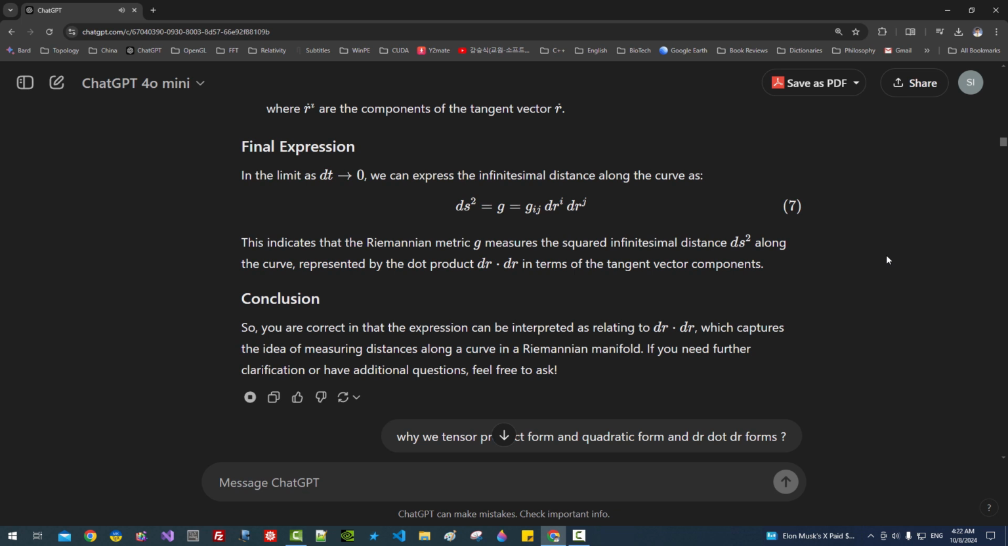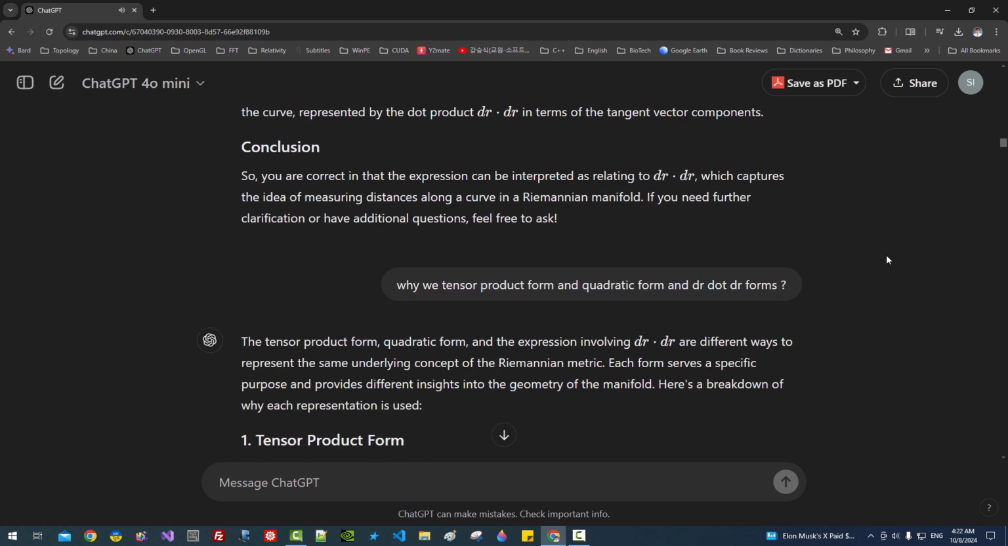This indicates that the Riemannian metric g measures the squared infinitesimal distance, ds squared, along the curve, represented by the dot product dr dot dr, in terms of the tangent vector components. Conclusion. So you are correct that the expression can be interpreted as relating to dr dot dr, which captures the idea of measuring distances along a curve in a Riemannian manifold. If you need further clarification or have additional questions, feel free to ask.